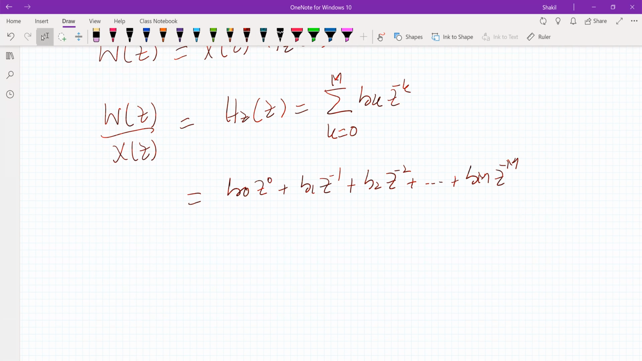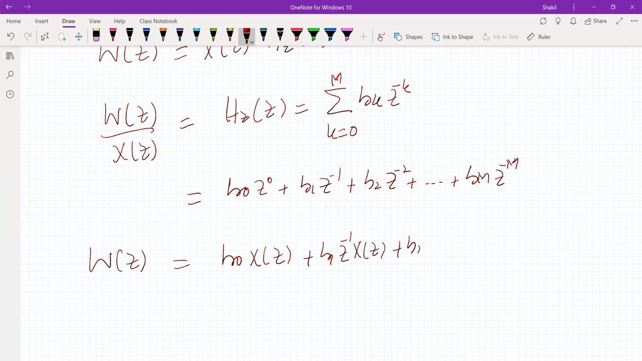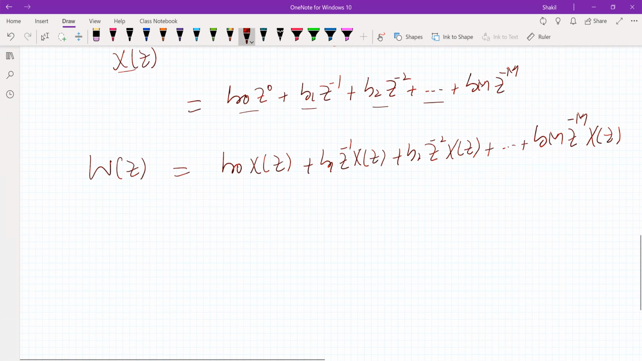Alright, now transferring this X on the right hand side and multiplying it with each term, this will be B0 X(z) plus B1 z^-1 X(z) plus B2 z^-2 X(z) plus so on, Bm z^-m X(z). What we have done in this step is transferred this term to the right hand side and multiplied it with each term.